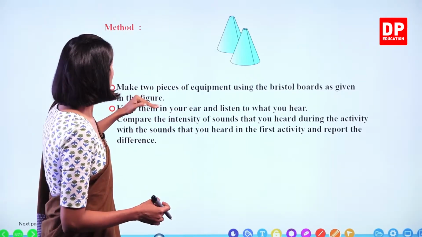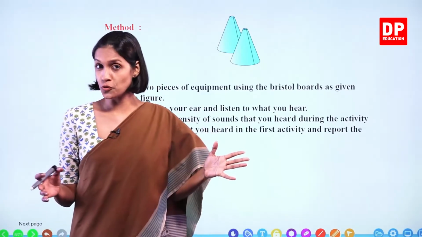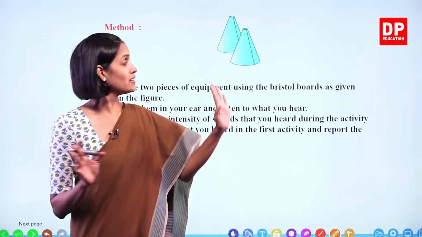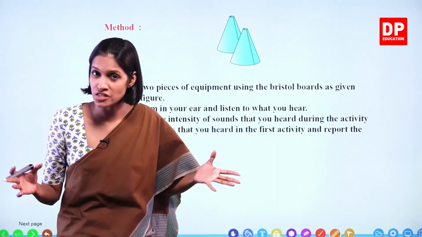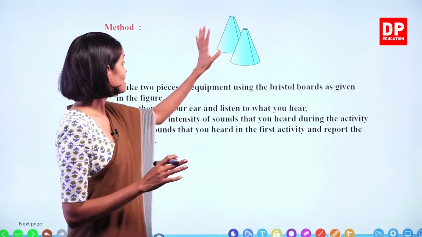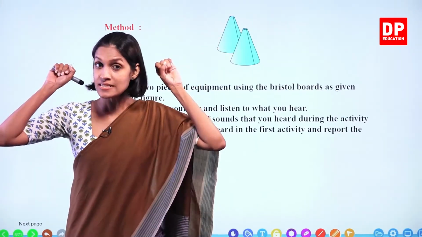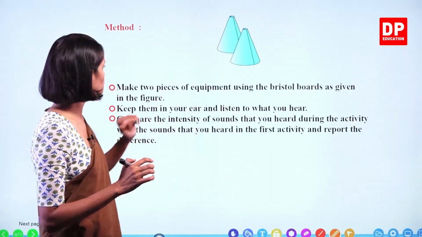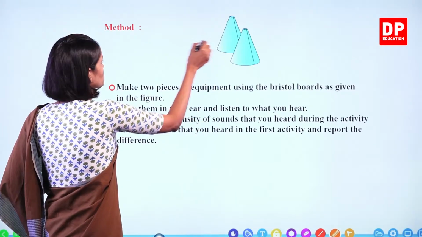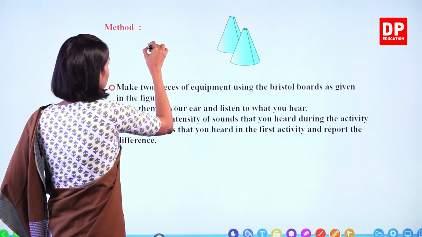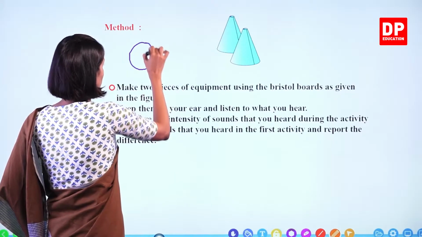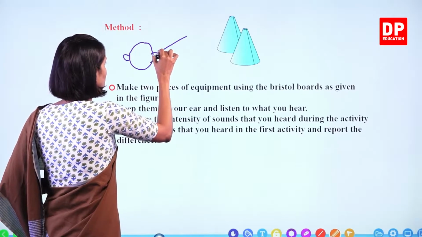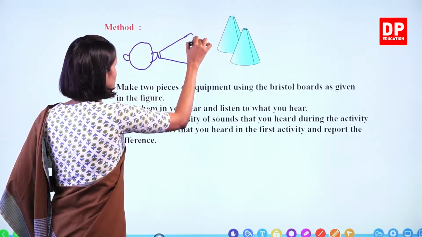But remember, before you go to this step, first of all, you have to listen to the sounds that you can hear in the environment. Now, after listening to those sounds, you have to then keep these 2 cone-shaped structures in your ears and listen to the sounds again. So, how do you do this, children? This narrow side you have to keep next to your ear and you have to listen.